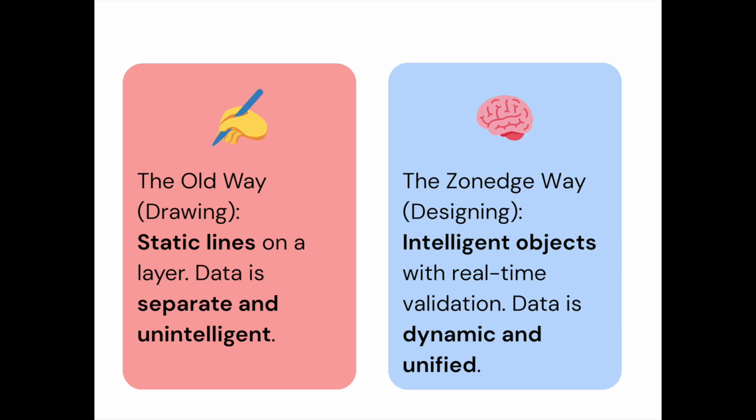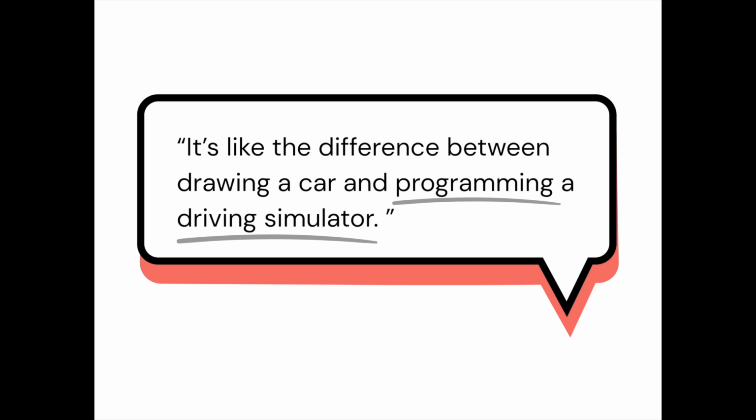The old way is static, right? It's just lines on a layer. The Zonedge way is dynamic. You're working with these intelligent objects that get checked and validated in real time. And it's all unified in one database. You're not just drawing a picture anymore, you're building a truly functional model. Here's the perfect way to think about it. Traditional CAD? That's like drawing a really beautiful picture of a car. Zonedge, on the other hand, is like building a fully functional driving simulator, where every single part knows what it is and interacts based on real-world rules.